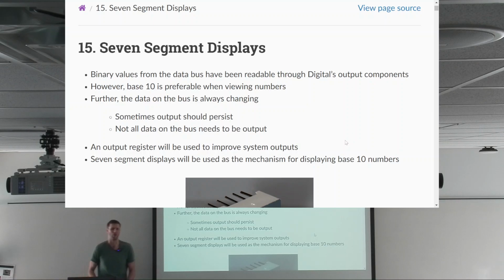So, okay, we're making a computer and we want to be able to output values from our computer. A reasonable thing to do. You are all used to doing that. We are looking at the output of a computer as we speak, right? So having a nice, easier to understand output is going to be a good thing. And we're going to use 7-segment displays.